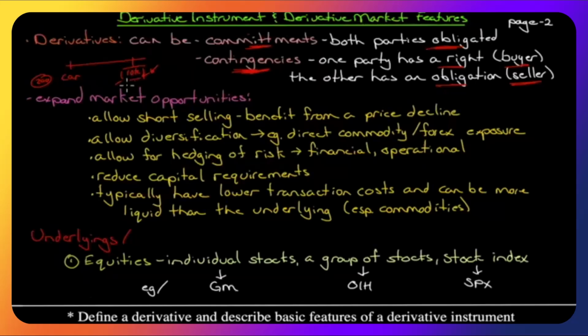Why do we want derivatives? There's a lot we can do with derivatives. It expands the market opportunities that we can take advantage of. Allow short selling, easier than you could sell the underlying asset, by the way, so we can benefit from a price decline. Now, when we're thinking about stocks, you could say, but I can short sell stocks. Sometimes you can't because they're in short supply.